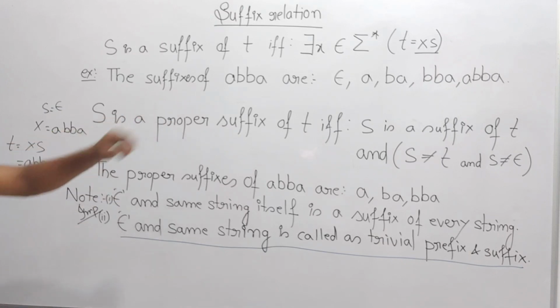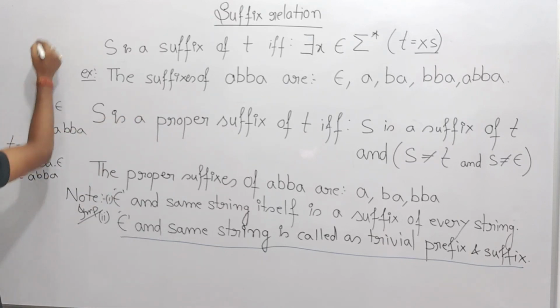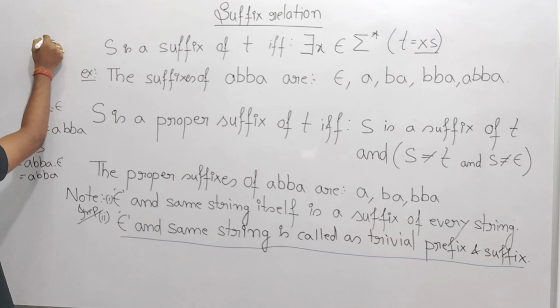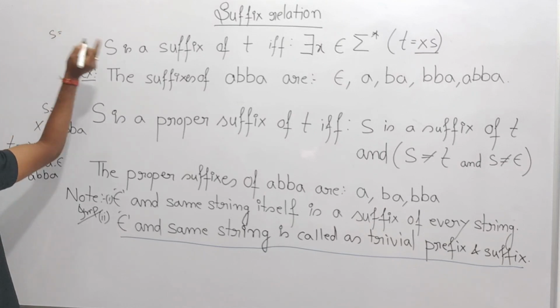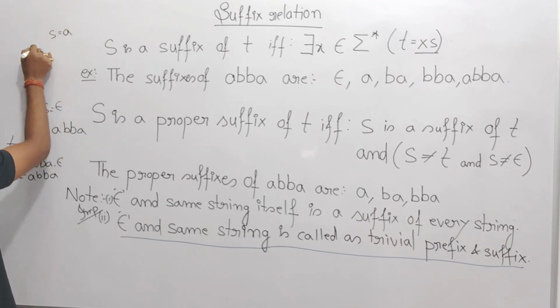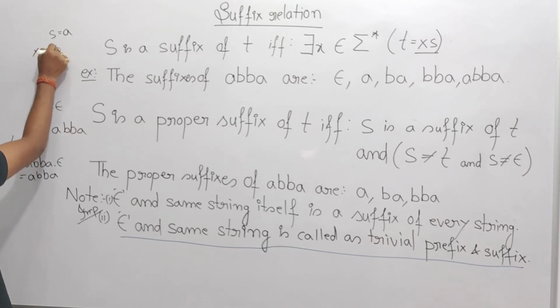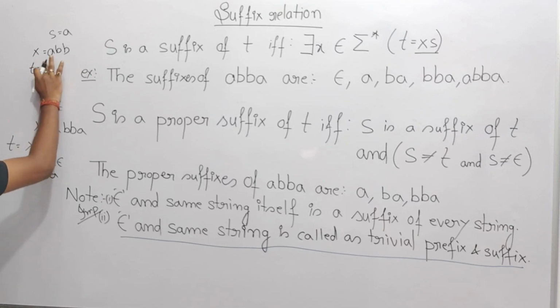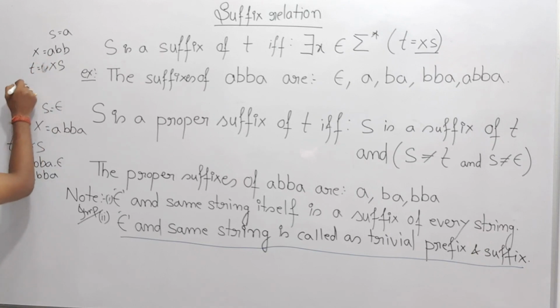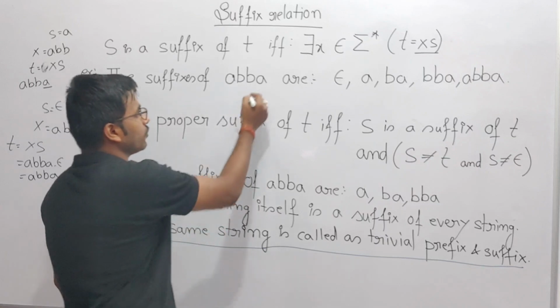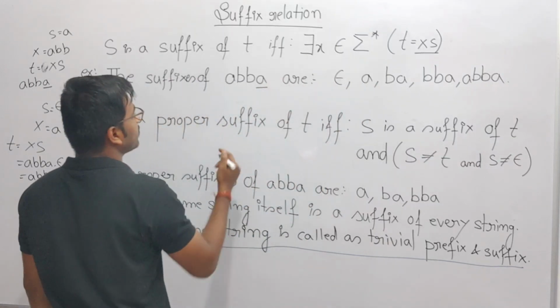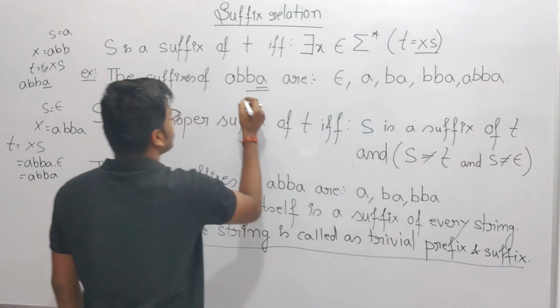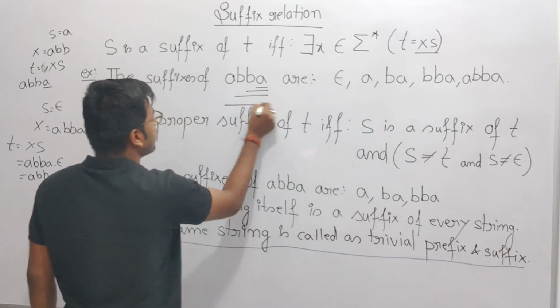Now when I assume s as a, then x is going to be abb, then t is going to be x then s, first x then s. So x is abb, and this part I am taking is the end part. So a is the suffix, then ba, then bba, then abba.